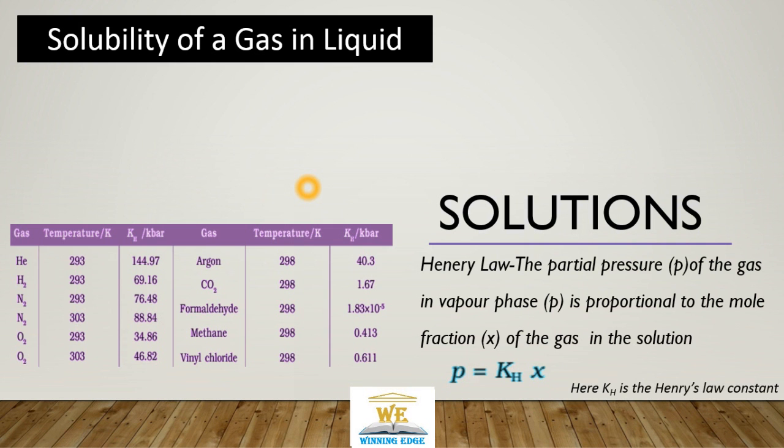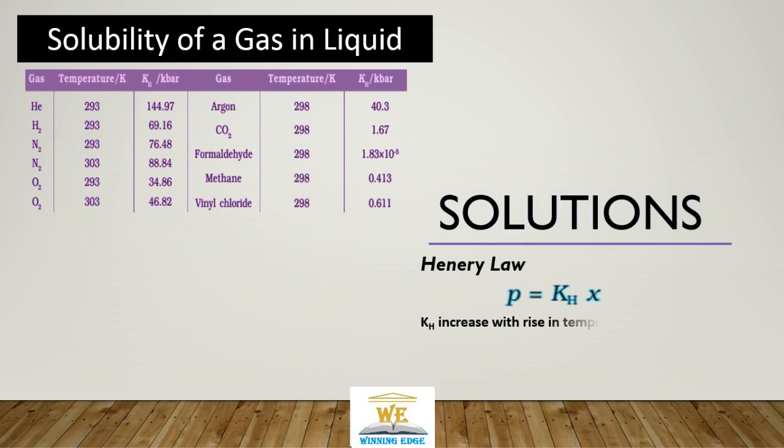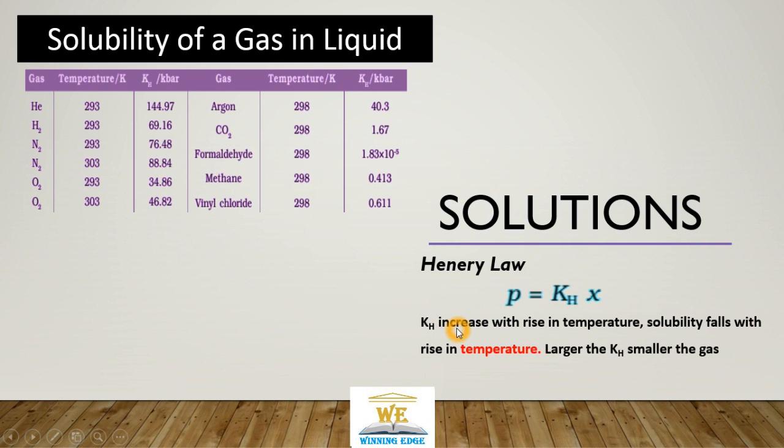Henry's constant. Here is the Henry's constant, we explain it. KH increases with rise in temperature. Solubility falls with rise in temperature for gases. So here is a solubility constant, Henry's constant. It increases with rise in temperature.